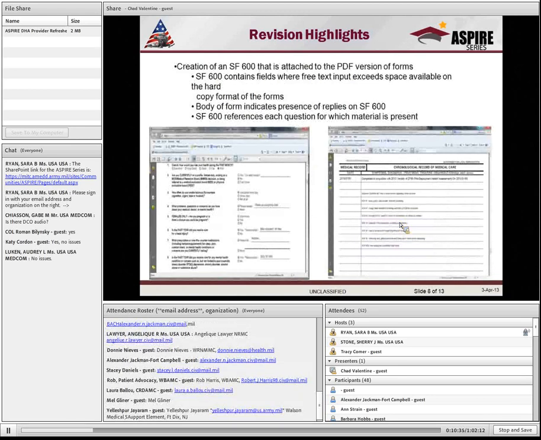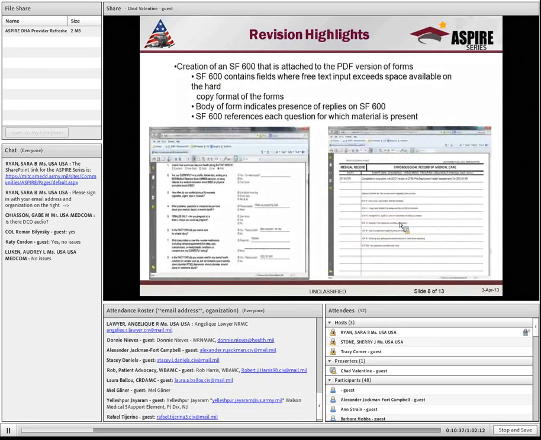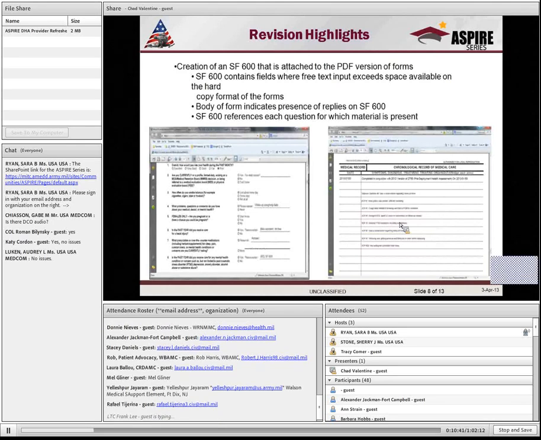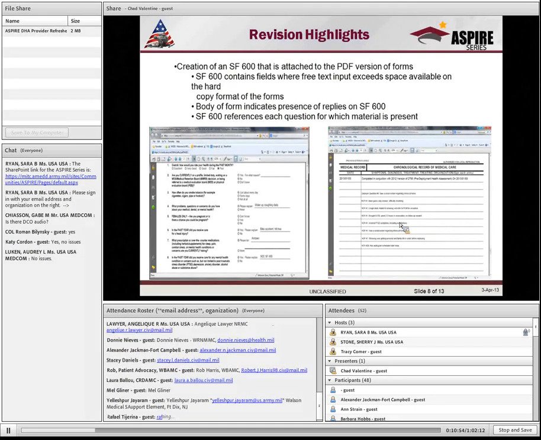Another addition for the new form implementation was the creation of the SF600. This form is attached to the PDF version of the DHAs. So basically with this, if you do have some free text from the soldiers, if you have a response that exceeds the character limit, what will happen is it'll carry this text over to the SF600, and this will actually print out with the form.